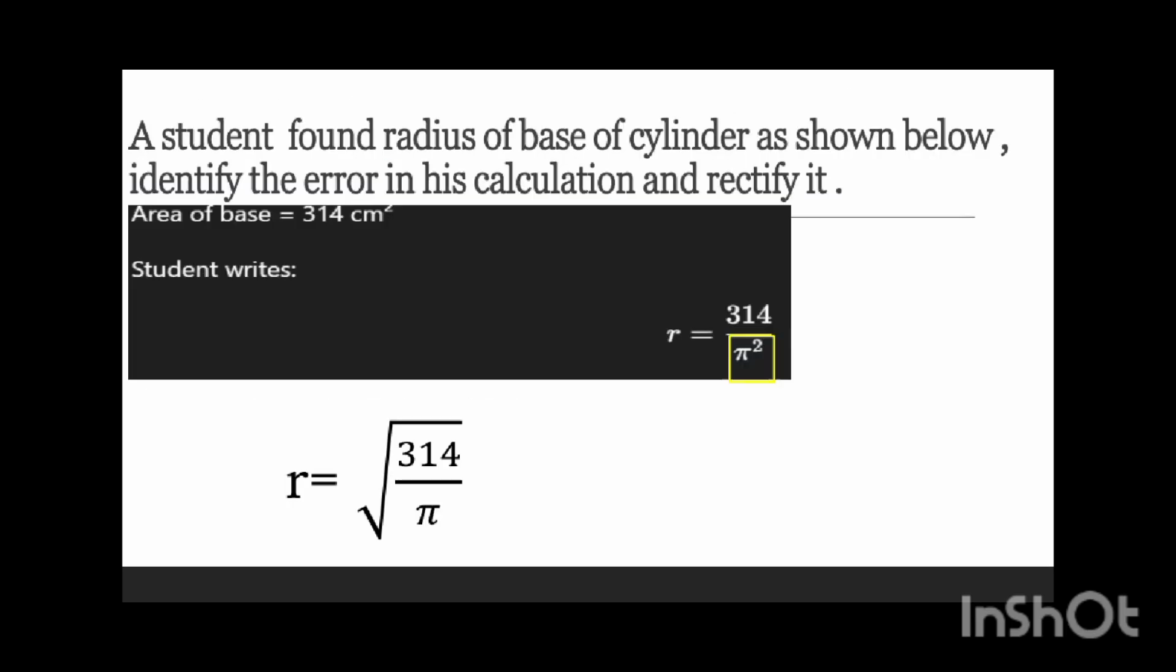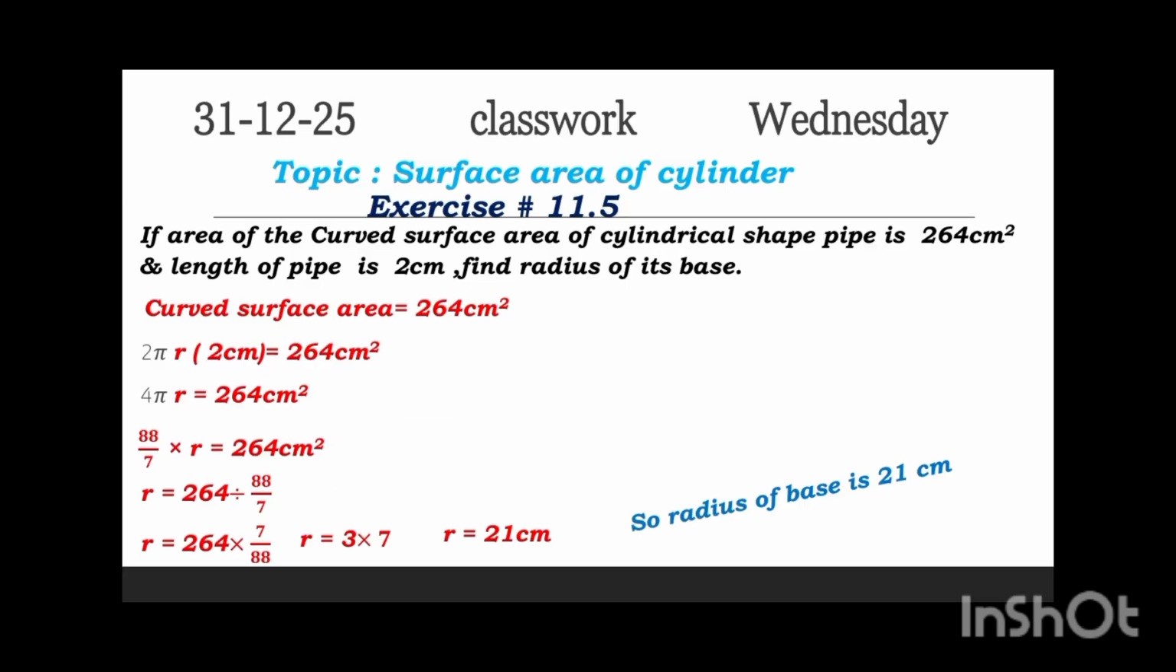And a student found the radius of the base of a cylinder as shown below. Identify the error in the calculation. So in this calculation, r is equal to the square root of 114 divided by pi. This is what he was supposed to do. He did not use the square root, which is absolutely making it wrong.